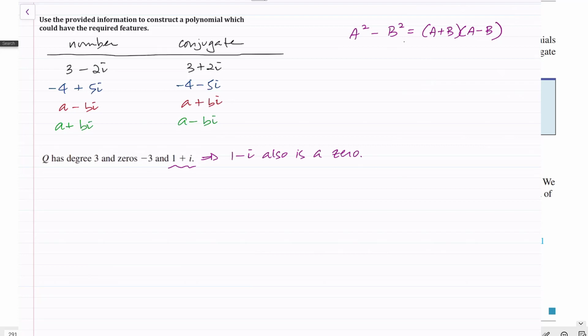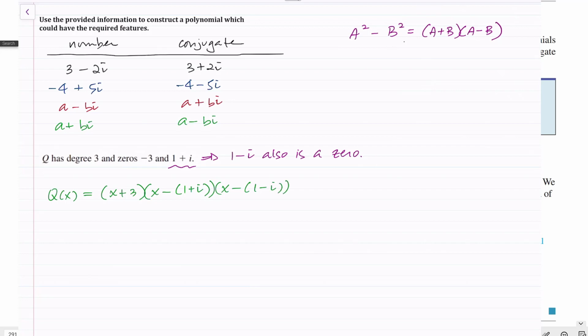And so we're going to start off with this as follows. We'll say, well, we have q of x, and it's going to be equal to quantity x plus 3. That's coming from the 0 at -3. As for the 0 at 1 plus i, that's going to be x minus the quantity 1 plus i. And as for the 0 at 1 minus i, that's going to be x minus the quantity 1 minus i.